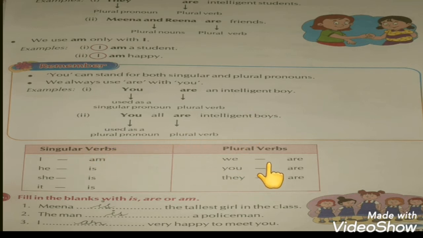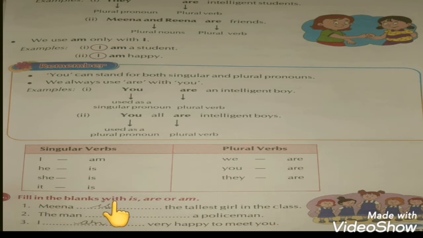Singular verbs and plural verbs. I am, he is, she is, it is. So these make the pairs. Plural verbs: we are, you are, they are. So these are the plural verbs, and these make the pairs.